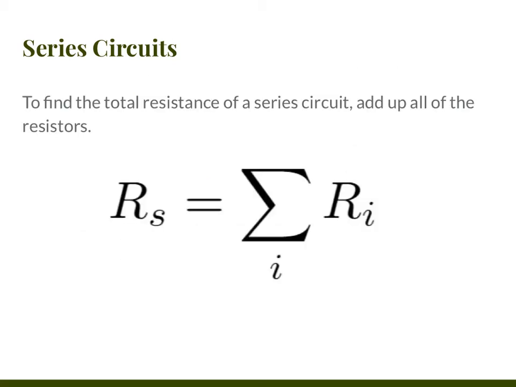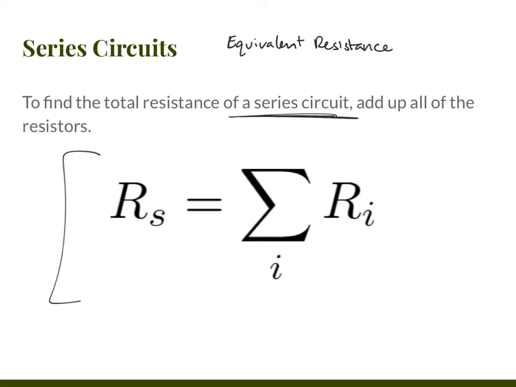Now, when we're evaluating circuits, there's going to be something called equivalent resistance. Actually, I should probably make a slide about this, but too late. Equivalent resistance is basically if you took all of the resistors of the circuit and made them one giant resistor, what the total resistance of the circuit would be taken as a whole. And to find that in a series circuit, you add up all of the resistors. And this is a fancy equation that says that.